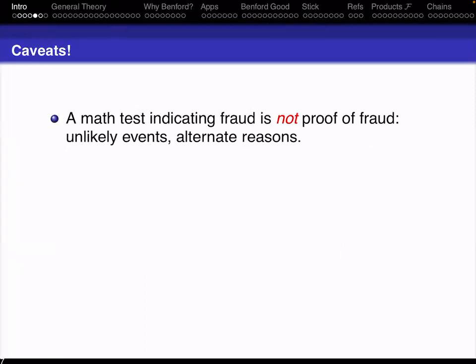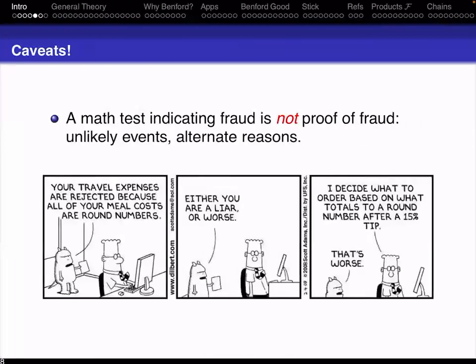All right, so the first thing is you always have to be careful what you're doing. A math test indicating fraud is not proof of fraud. Unlikely events or alternate reasons can go on. So I actually emailed Scott Adams for permission to use this, and he was kind enough to grant it. Your travel expenses are rejected because all of your meal costs are round numbers. You're a liar or worse. I decide what to order based on what totals to a round number after 15% tip. That's worse. So there can be alternative explanations for what's going on.